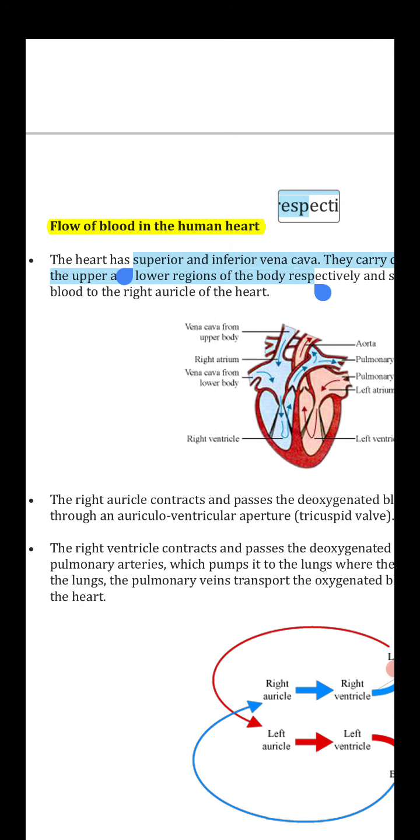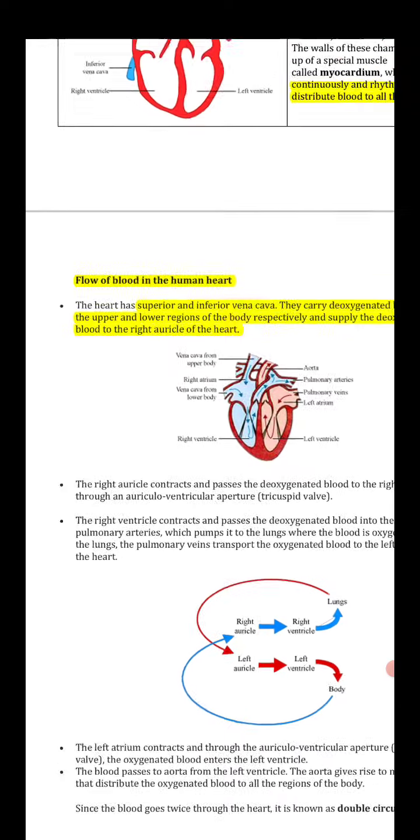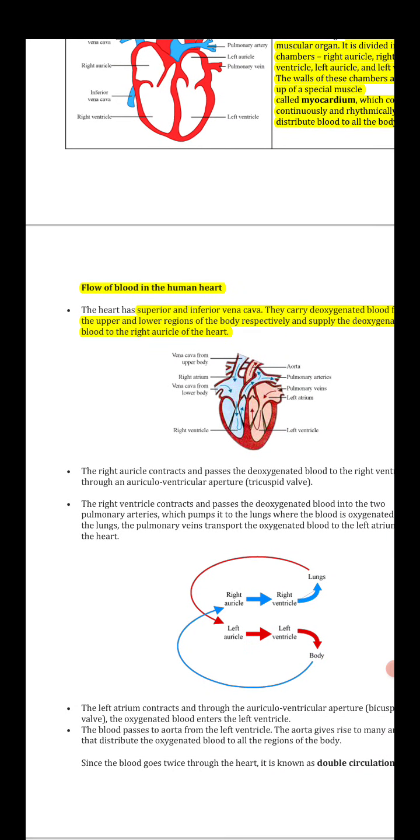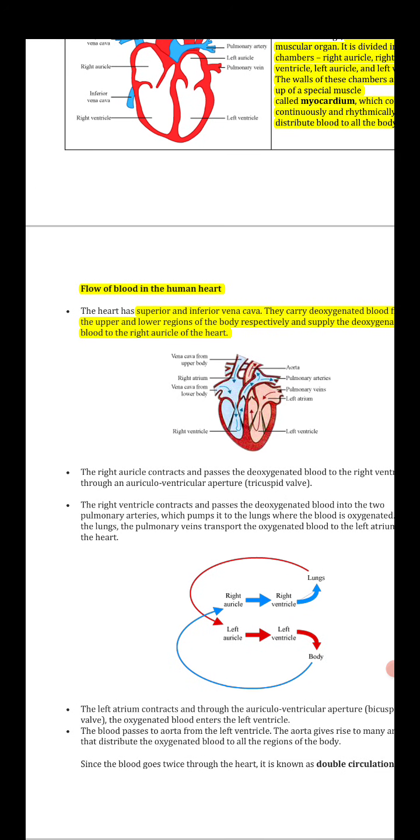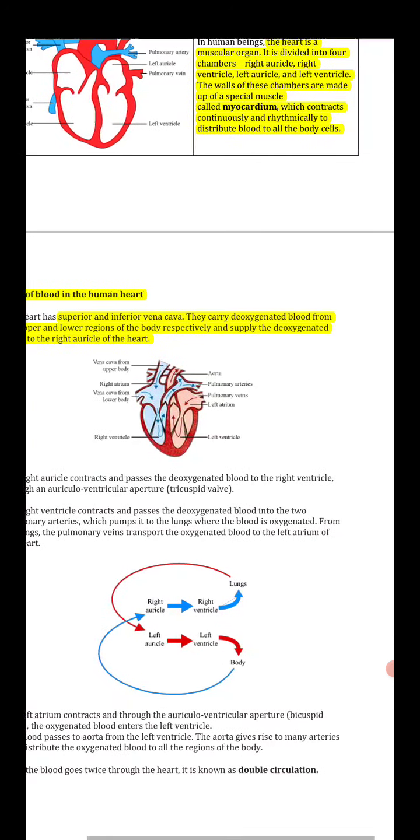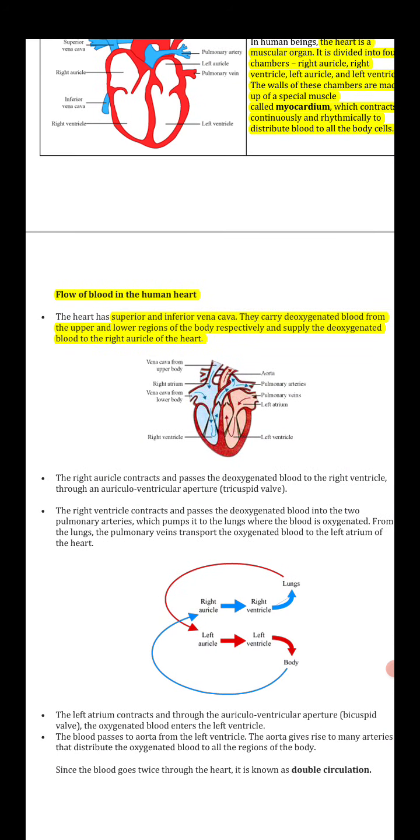In our last class we already discussed that the superior and inferior vena cava are actually the largest veins in our body. They carry deoxygenated blood from the upper and lower regions of the body respectively and supply the deoxygenated blood to the right auricle of the heart.